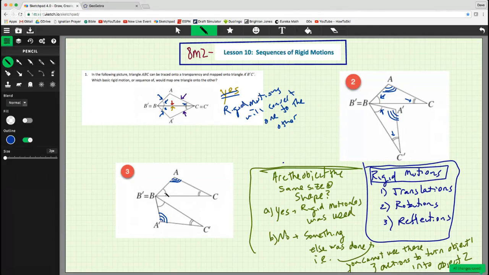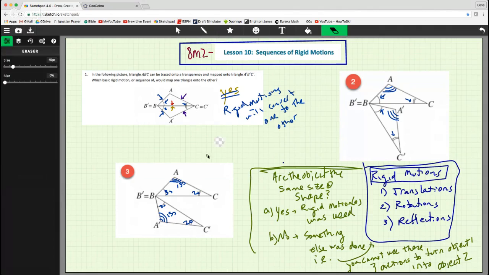Think about it. If this one happens to be 40 degrees... or wait, no, that's not right. That would be like if this is 20 and this is 20 and this is 30 and this is 30, then these two angles both have to be 130 because the angles have to add up to 180. So 20 plus 30 plus 130 equals 180. Okay? Oops. Let's not do that.